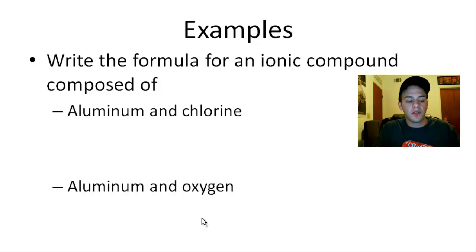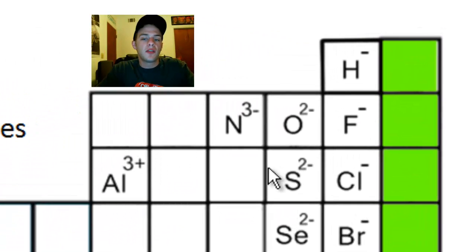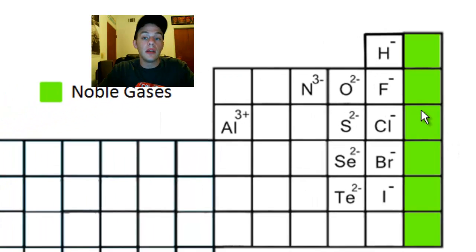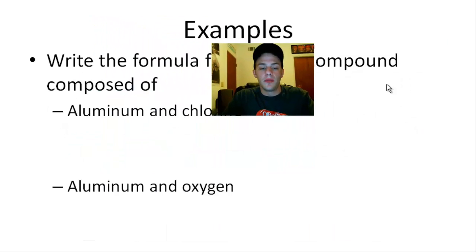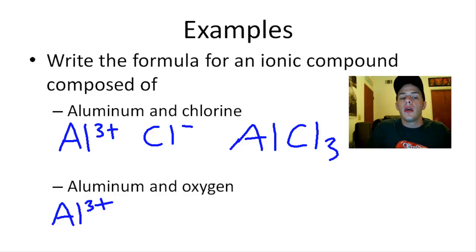Well, let's refer back to that periodic table again. Notice that oxygen is 2 spots away from its nearest noble gas, which is neon. So that means that oxygen has to gain 2 electrons to get that same number of electrons as neon. So it's going to form the O2- ion, which is called the oxide ion. So let's figure that out. Again, we have our aluminum ion and we have our oxide ion, which is the O2-.